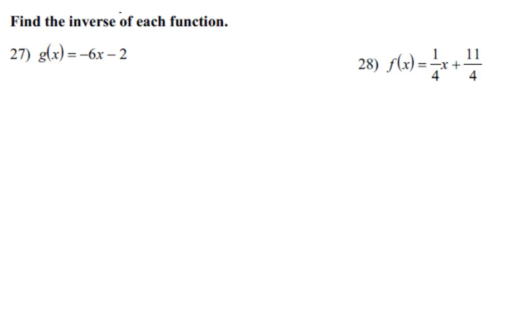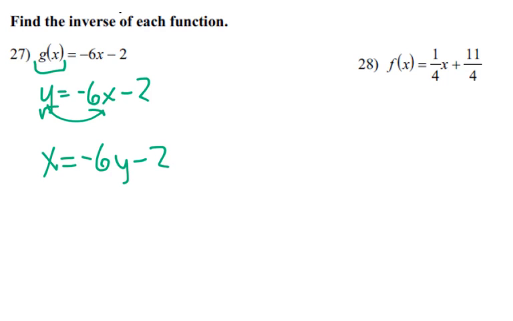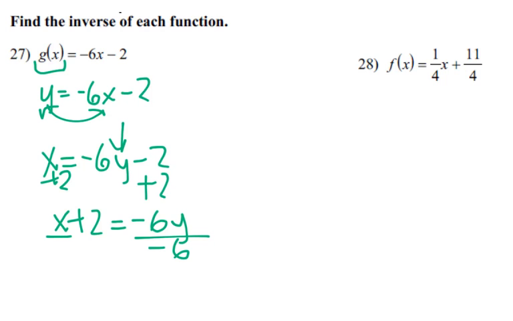So, how do we find the inverse? Well, remember, make that function notation a y. That's easier to deal with. Swap the x and y, and then solve for y. So I'd add 2 to both sides, get x plus 2 equals negative 6y, divide by negative 6 on everything, and we get negative 1/6 x minus 1/3 equals y. And there's your inverse.